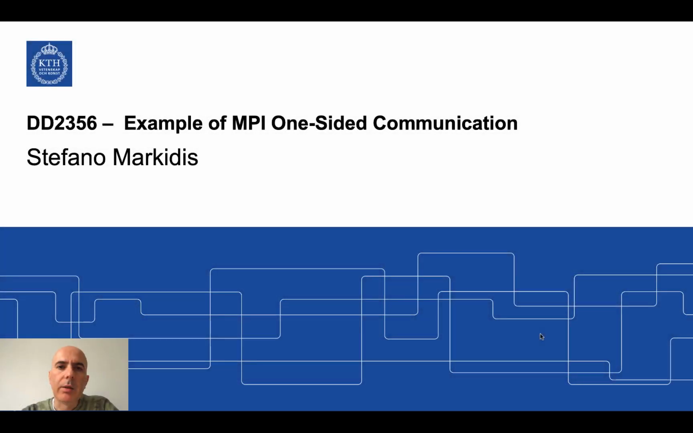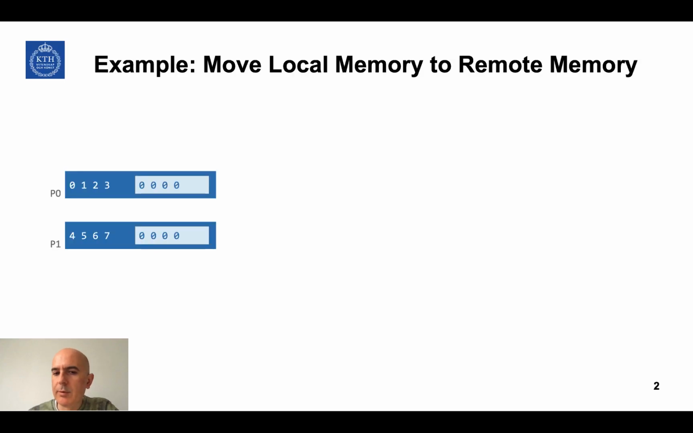Hi, welcome back. In this lecture, I would like to give you an example of MPI one-sided communication. The example I want to provide includes two or more processes where each process has some local values. For instance, P0 here is going to have 0, 1, 2, 3, and then P1 is going to have another four numbers.